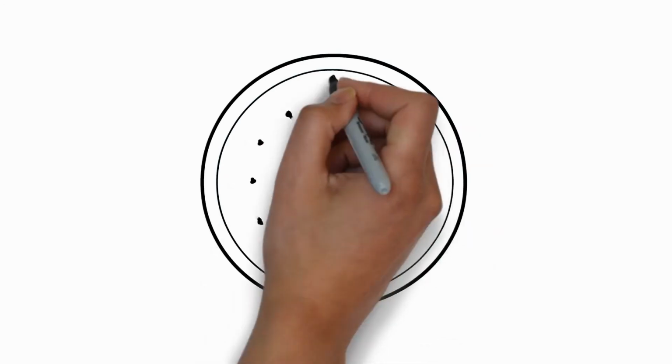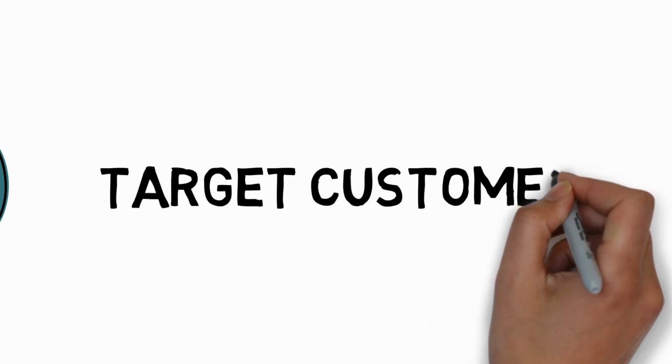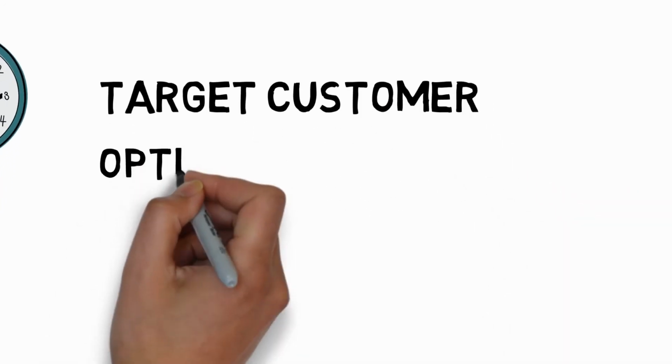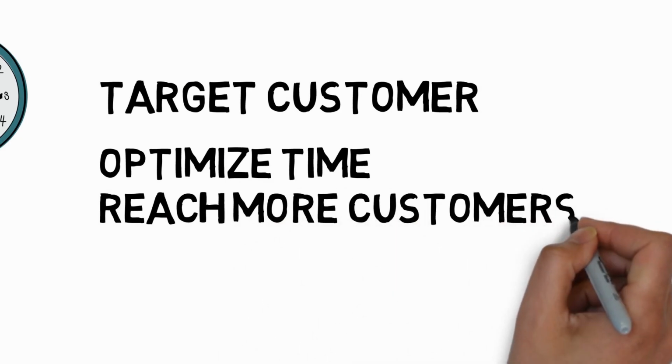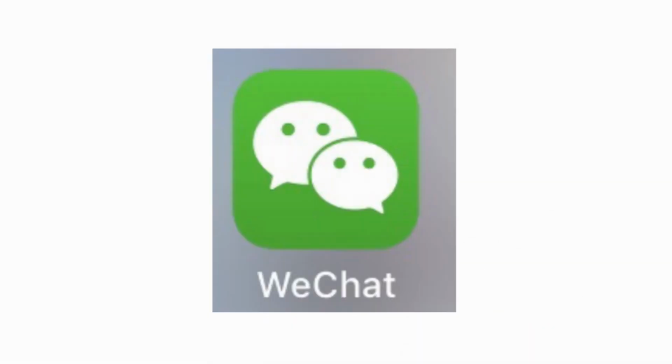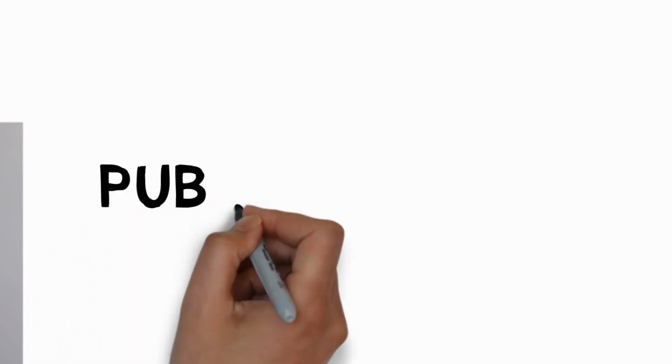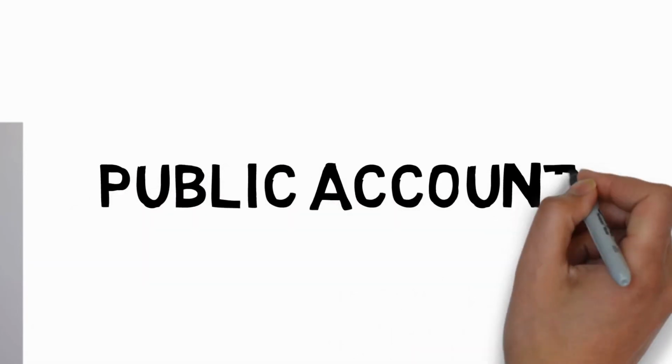Thirdly, companies should choose a suitable time zone to tweet. By analyzing the behavior of target customers, companies could optimize the time to post content and reach more customers. Now, let's move to WeChat. We will give recommendations for public accounts.